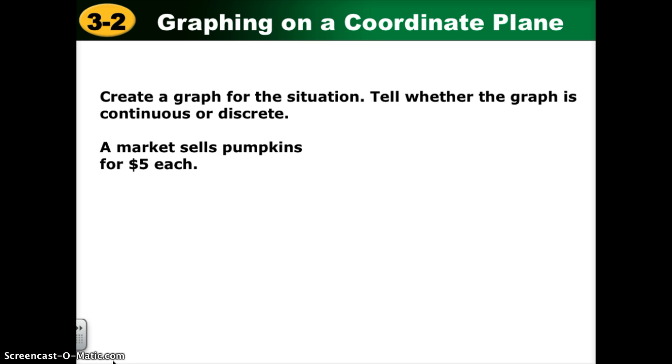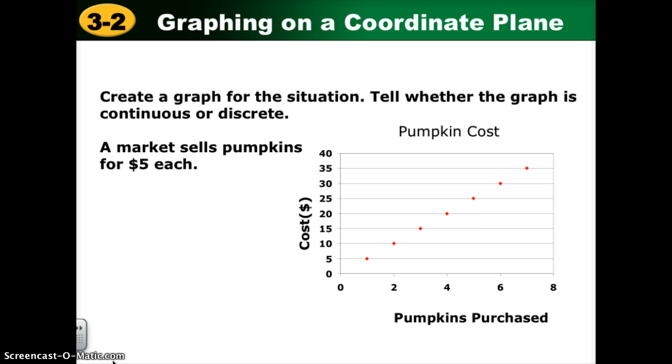Let's look at a different scenario. A market sells pumpkins for $5 each. So if we were to graph this, we could get one pumpkin for $5, 2 for 10, 3 for 15, 4 for 20, and so on. Would it make sense for us to connect these dots?